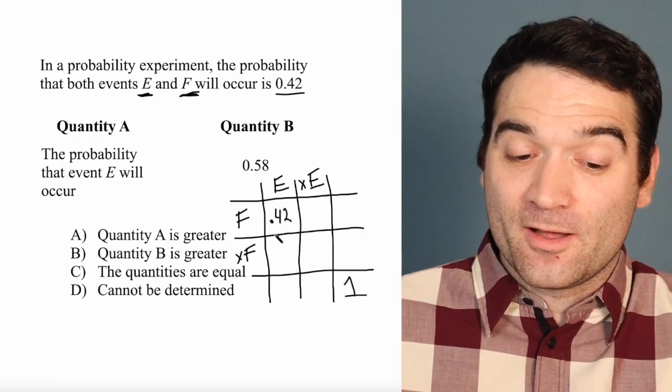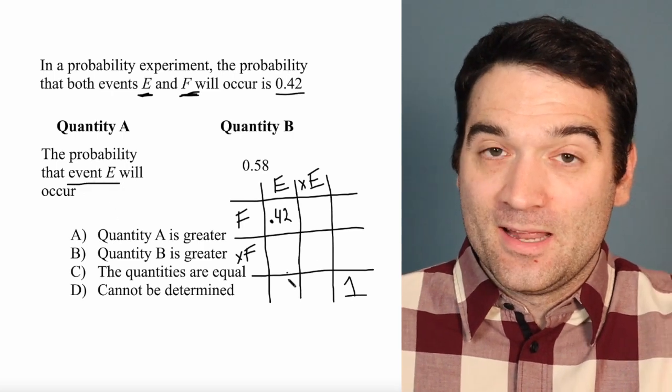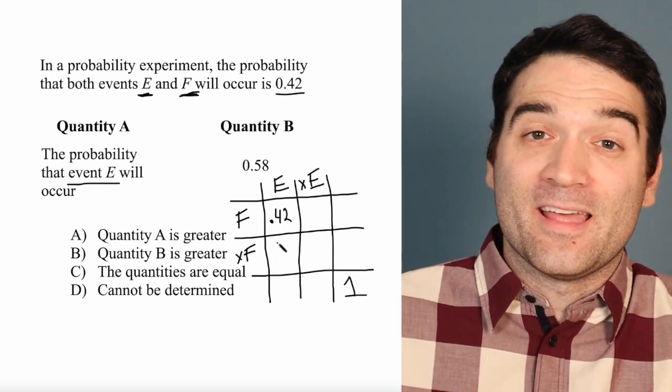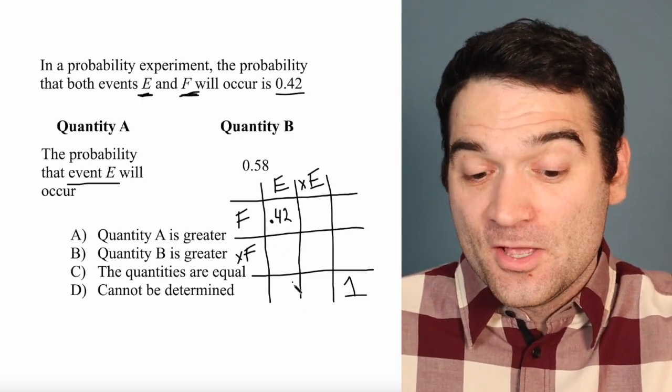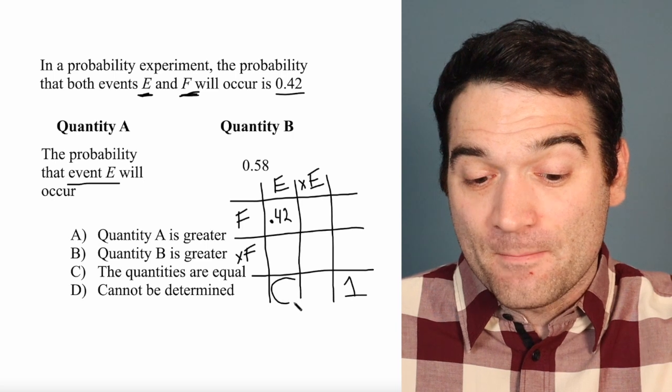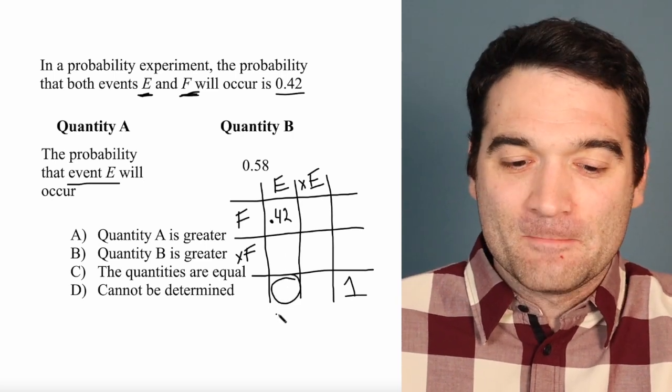And we want to know what's greater, 0.58 or the probability that event E will happen. Now notice, it's not saying the probability that only E happens. It's saying the probability that E happens at all. So that's referring to the sum of these two right here. It's referring to this cell right here.